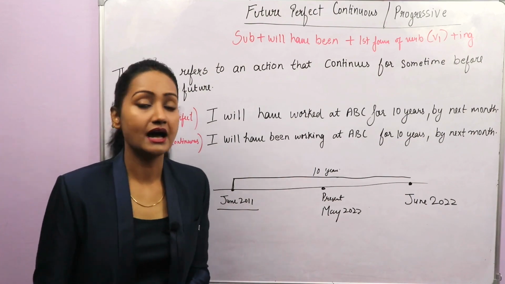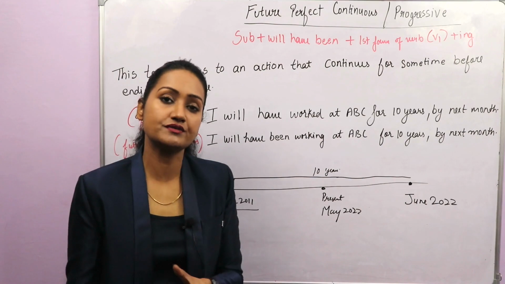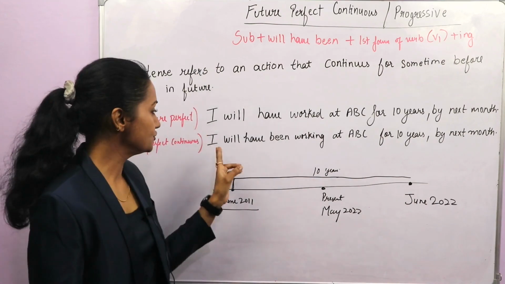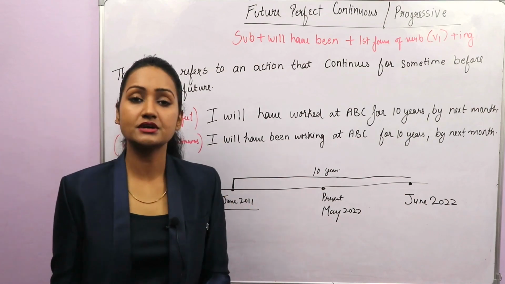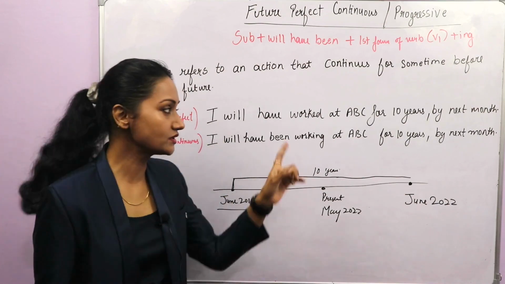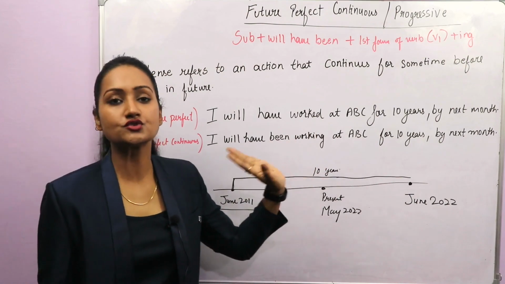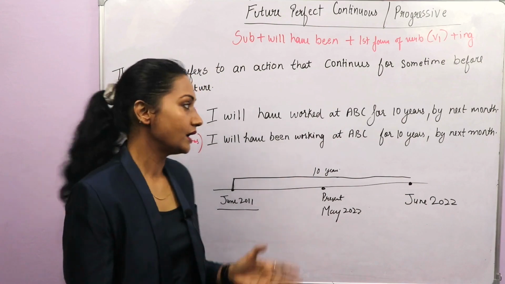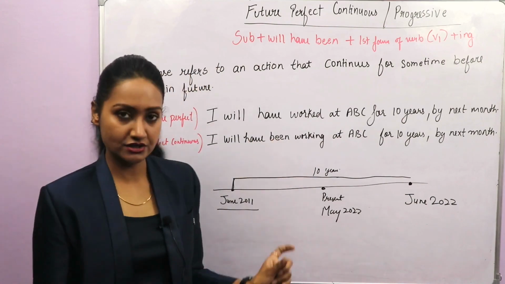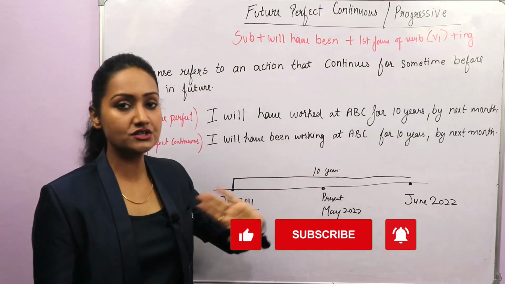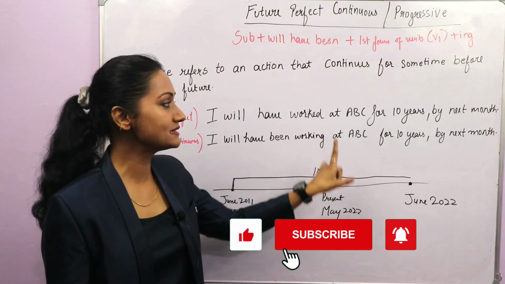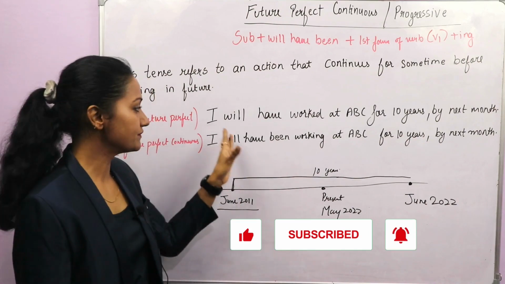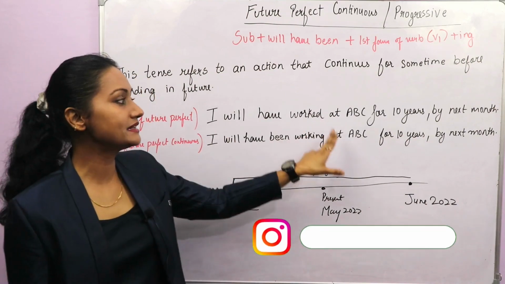Here I'm not saying that future perfect and future perfect continuous are same. No, future perfect tense can be used in different situations. This is not the only place where you can use future perfect tense. You can use it at different places. But when you have a duration, in this situation only, I'm just talking about this particular case, the meaning is same. Future perfect and future perfect continuous, the meaning is same.